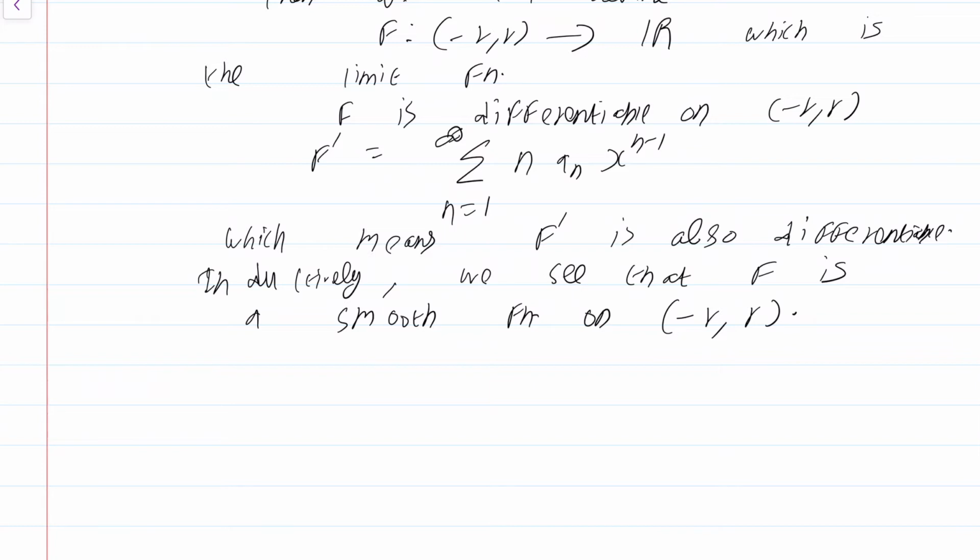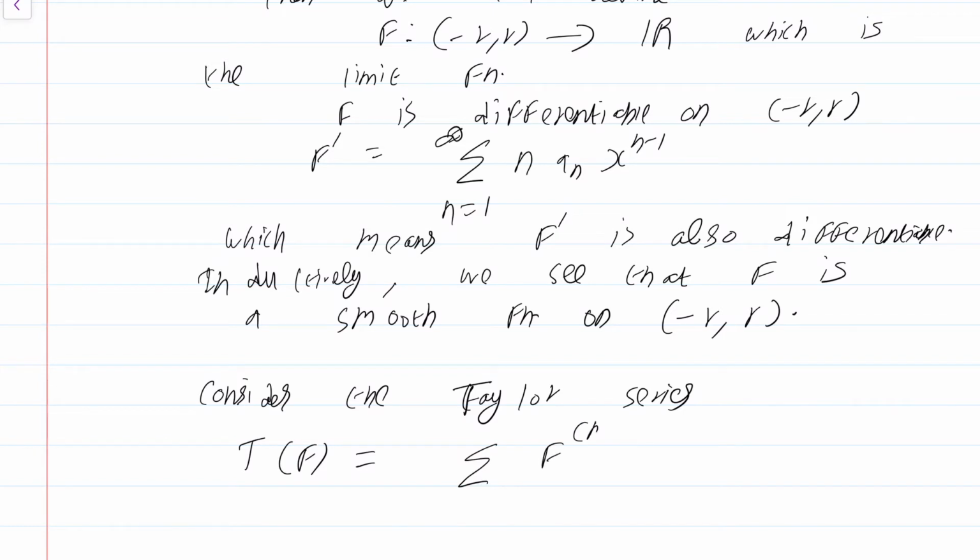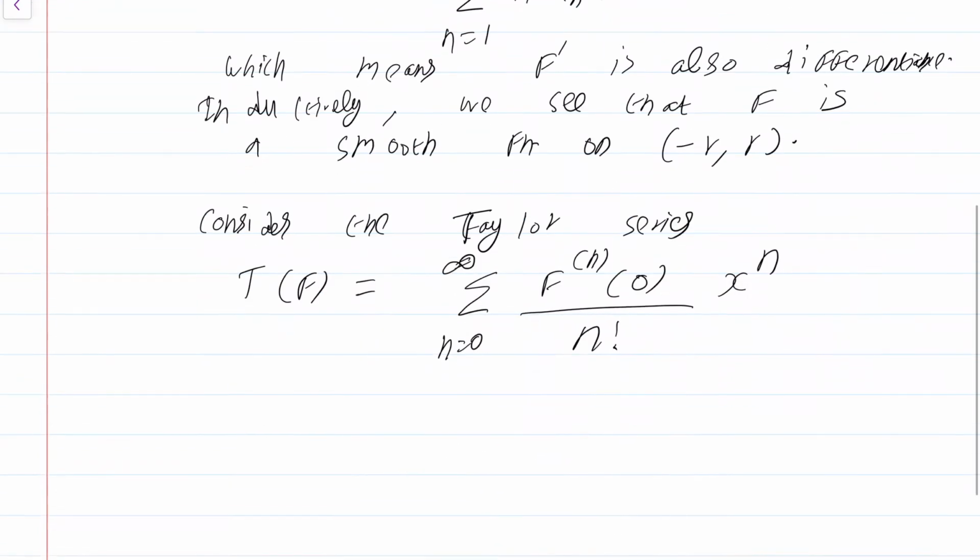Now consider the Taylor series. I should put T with a capital. Taylor series T of f, which is just, if you recall, summation nth derivative of f at 0 by n factorial into x^n, n equals 0 to infinity. Look at this Taylor series. This is also a power series.